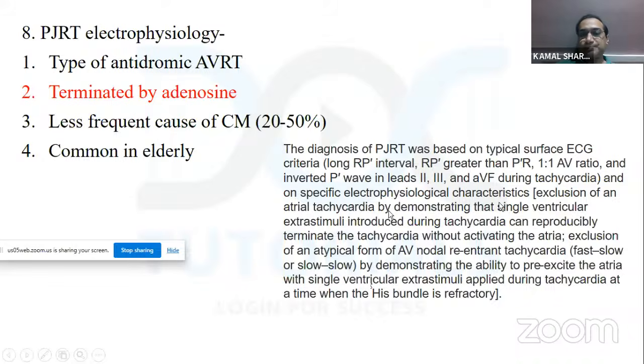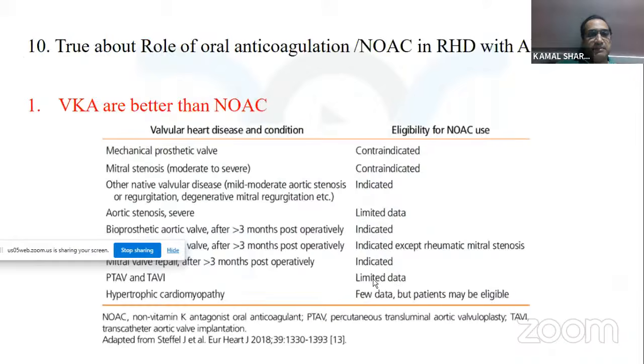It's one of those long RP interval tachycardias with RP being more than PR, with 1:1 AV ratio and inverted P in the inferior leads. That's how you pick up a PJRT. So most of you got it right. It gets terminated by adenosine.